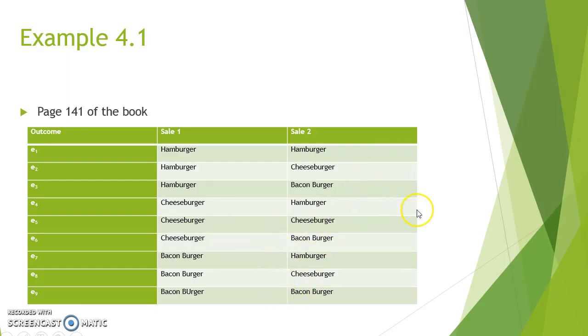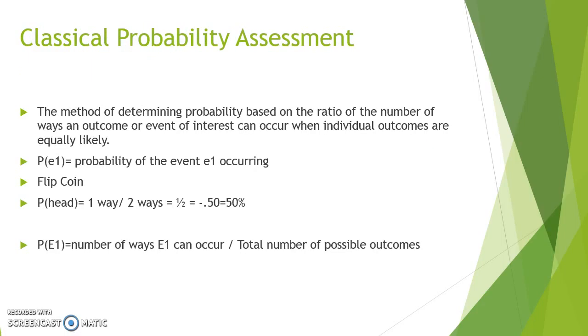What is the probability of both people choosing cheeseburger? That obviously would be 1 over 9. What is the probability of choosing a bacon burger, both choosing bacon burgers? That would be 1 over 9. So that's the way that you look at it.